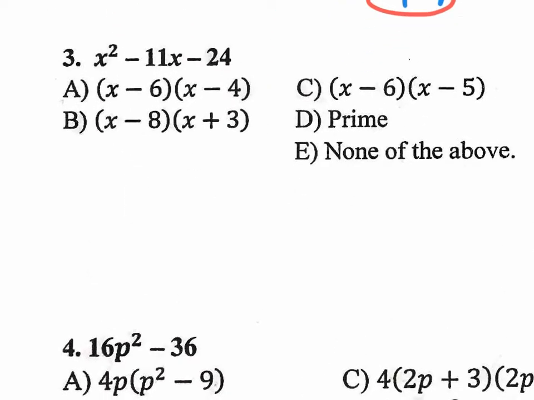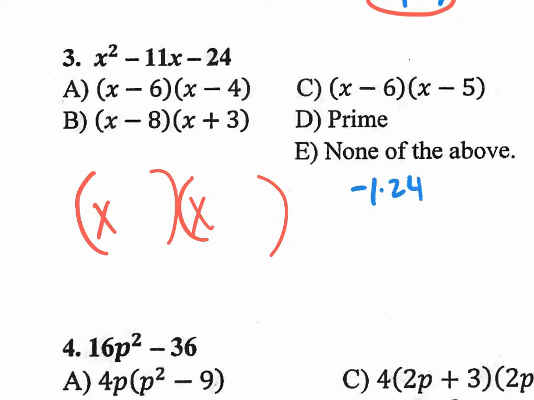Number 3. So once again, on number 3, let's set it up. Let's put the x right here. What times what is negative 24 that if I add together is negative 11? Let me make a list. Negative 1 times 24 is negative 24. Negative 2 times 12. Negative 3 times 8. Negative 4 times 6. Those are all the possible multiplication problems that give me negative 24 besides changing signs. So now let me just combine the numbers and see which one of those pairs gives me a negative 11.